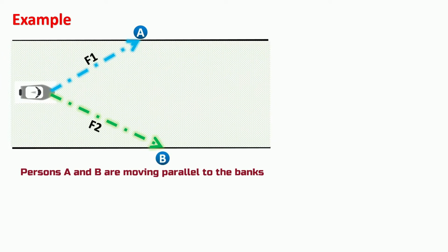Let's try to understand parallelogram law by an example. Let's consider a boat in between the two banks of a river. The boat is being pulled by two ropes by two people at A and B, and the forces in those ropes be F1 and F2. Now, in which direction will the boat move?